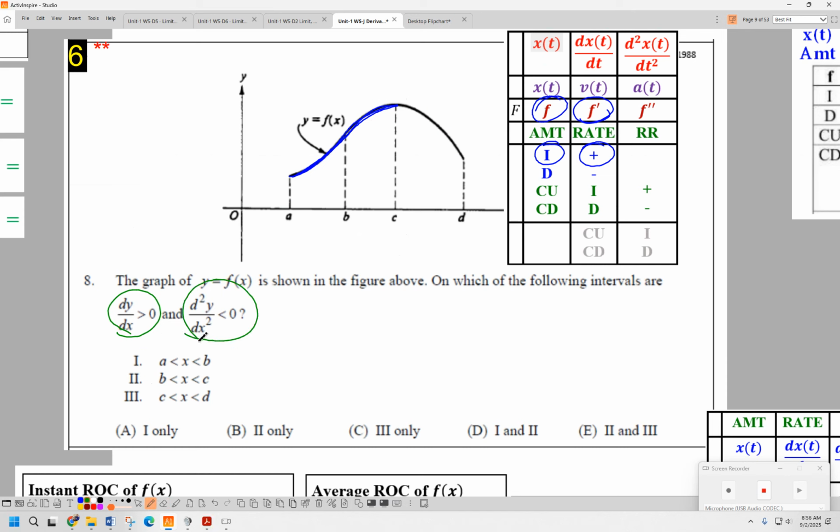Danica's chart says that the second derivative of f will be negative whenever f is concave down. So really, they're just asking me to identify on what intervals f is concave down. That's all they're asking for. Hands up. Who knows when f is concave down? What's the interval where f is concave down?